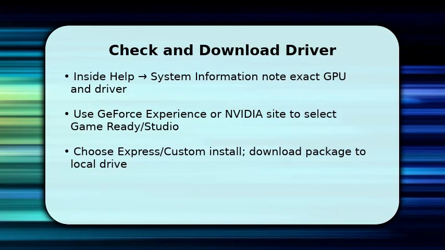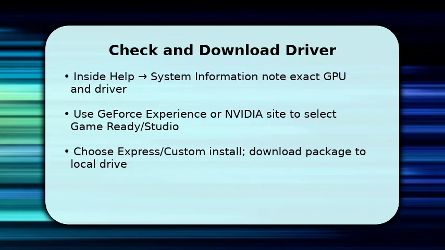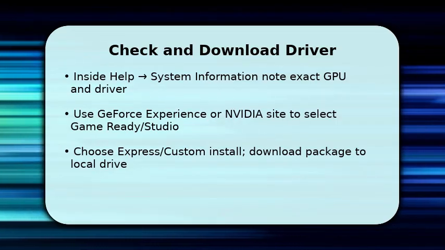matters when downloading. Next, open GeForce Experience if installed. It automates detection, or manually visit the Nvidia driver selector and pick Game Ready or Studio based on your need. After choosing the correct OS and GPU, start the download. Save the installer to your local drive.